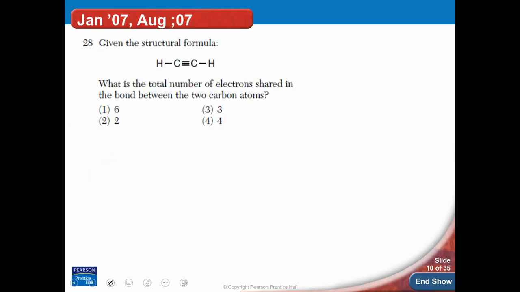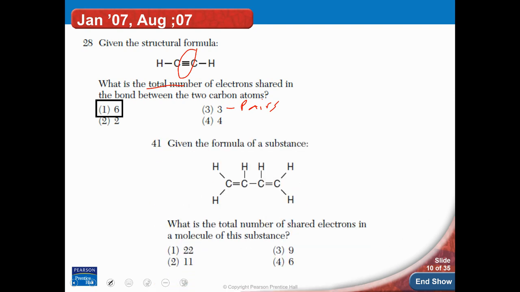Don't worry about that. All right, what is the total number of electrons shared in the bond between the two carbon atoms? The question's asking about that. Six, because it says total number. If it were pairs, that would be three pairs, but it's not pairs, it's the total number of electrons. Careful, always read carefully. All right, so what is the total number of shared electrons in a molecule? So that's this whole thing. That's a molecule. The previous question was referring to specific bonds.